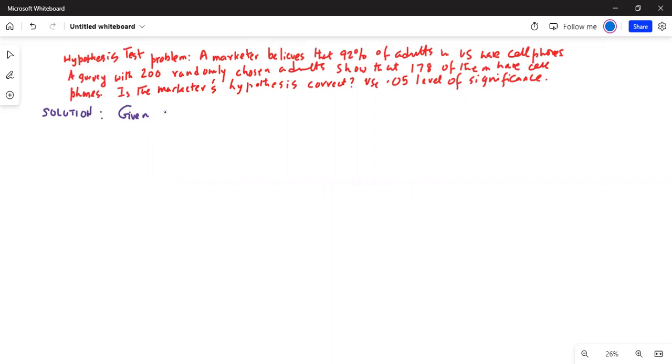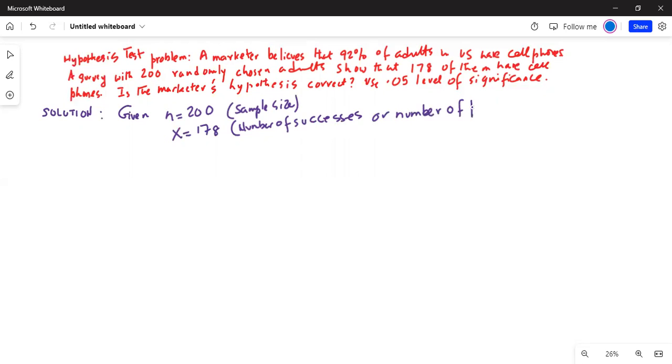Given from the survey, n is equal to 200. This is sample size. And X, number of successes, or number of people with cell phones.